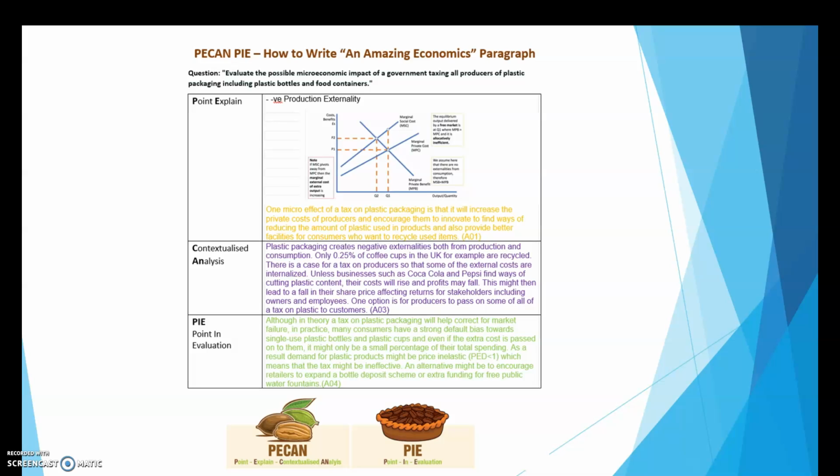Okay, because of this strong bias, it's easy to buy single-use plastic. We're used to it. It's a behavioral thing. Demand might be inelastic, which means the tax might be ineffective. Okay, so come up with an alternative. An alternative might be to encourage retailers to expand a bottle deposit scheme or extra funding for free public water fountains. Okay, we've made our point. We've given contextualized analysis, and then we have made a point in evaluation.